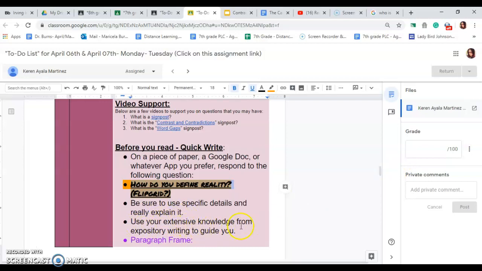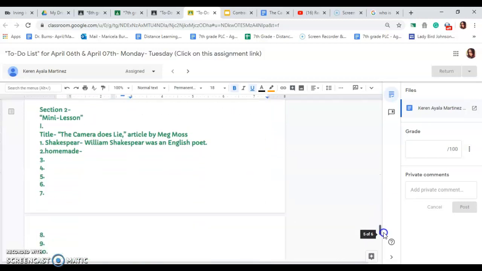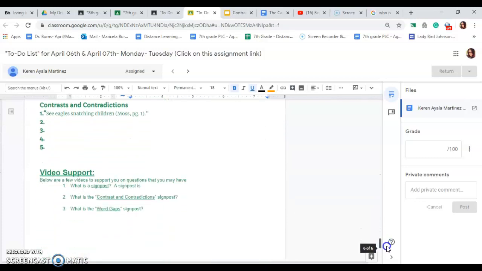Use your extensive knowledge from expository writing to guide you. And of course, if you need some help, there are paragraph frames. Reality is defined as, and then this right here, the ellipse would mean you would add to it. For example, in addition, in contrast, reality. So what that means is anything in purple helps you, it's a sentence frame. It helps you complete your ideas so that you can actually put them into a sentence.